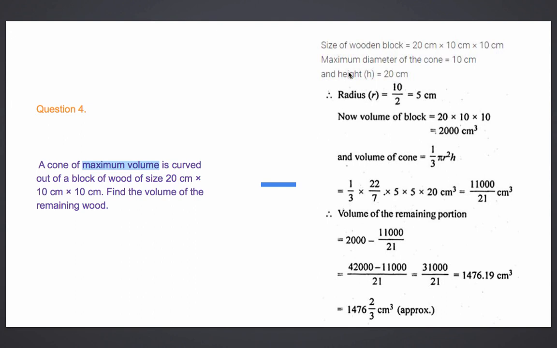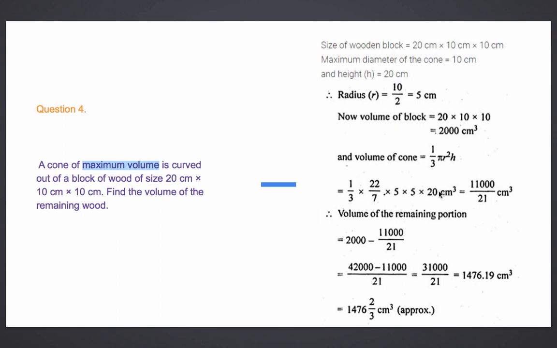Okay, so to get the maximum volume of the cone, I was saying, students, the height we will take as that particular dimension which has the maximum value. So 20 is the maximum among length, breadth, and height, so I'll take that as the height of the cone. So the height is 20 centimeter, the diameter is the next, that is 10, and half of that, the radius, is 5 centimeter.